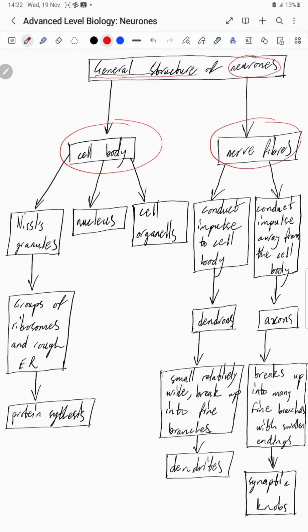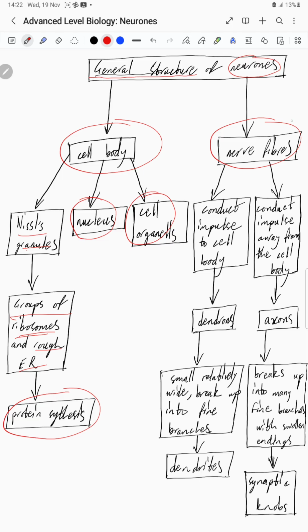In the cell body, there are Nissl granules, which are a group of ribosomes and rough endoplasmic reticulum, which are for protein synthesis. As it is a cell body, they also have a nucleus and cell organelles.